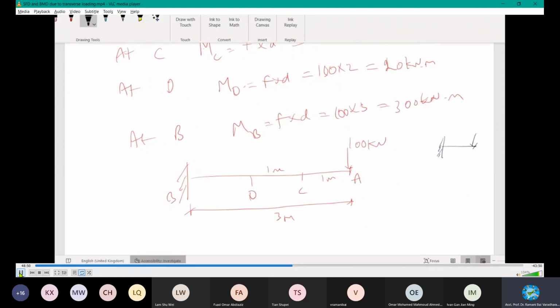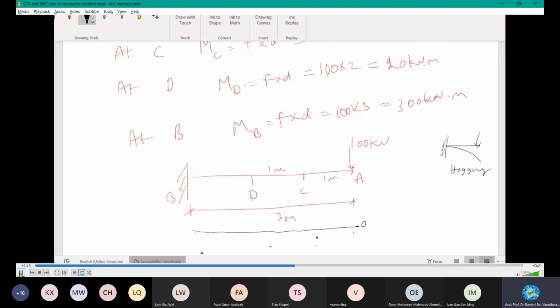Correct? So it will bend like this. What is this? Hogging, right? Hogging means negative. Negative downward. We plot the negative downward. So just mark 1 by 1, and this is 100, right? And this is 0. At this point the value is 0. Then it keeps increasing to 100, right? At C is 100. D is 200. B is 300. Join all these points.